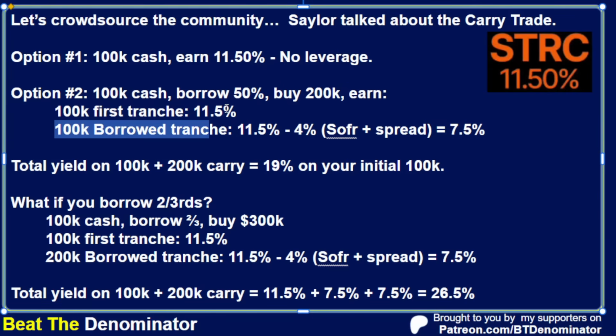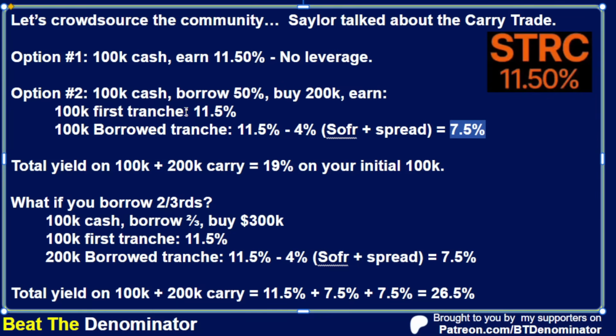So you have $100,000 in cash. You just bought $200,000 worth of Stretch by borrowing 50%, borrowing half. Very common trade with margin. Your first 100K tranche, you would earn 11.5%, and on your borrowed 100K tranche, you would earn 11.5% minus 4%, so that means you would earn 7.5%. Now, of course, the borrowed money is not your money. You have to pay for it, but the delta between the money earned on the borrowed money and the interest paid on the borrowed money is yours to keep.